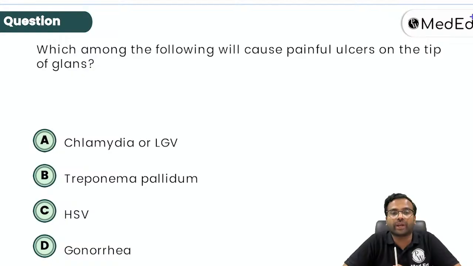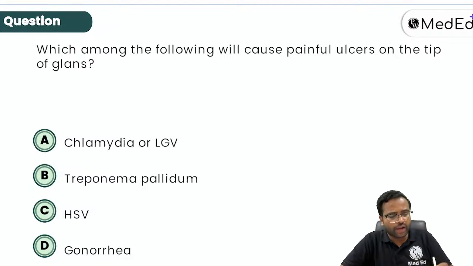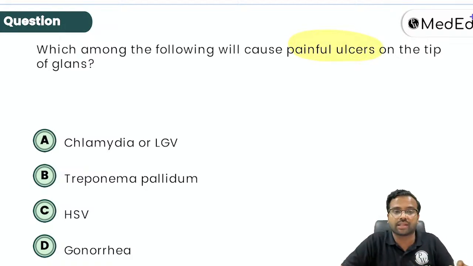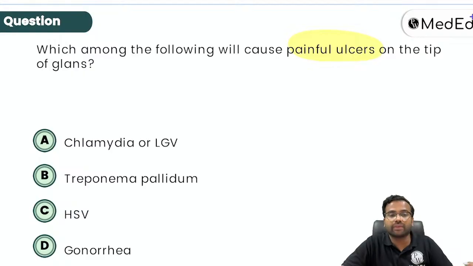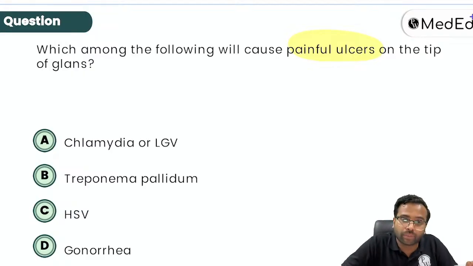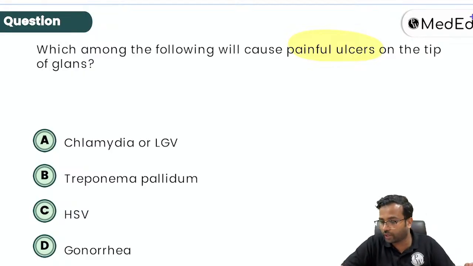Which among the following will cause painful ulcers on the tip of the glans? See, if you are able to analyze the kind of questions being asked, ulcers is again a repeat question. That is the inference that you should draw from all these PYQs. So now let's see the options. Where do you find painful genital ulcers? Is it LGV, Treponema pallidum, HSV, or gonorrhea?